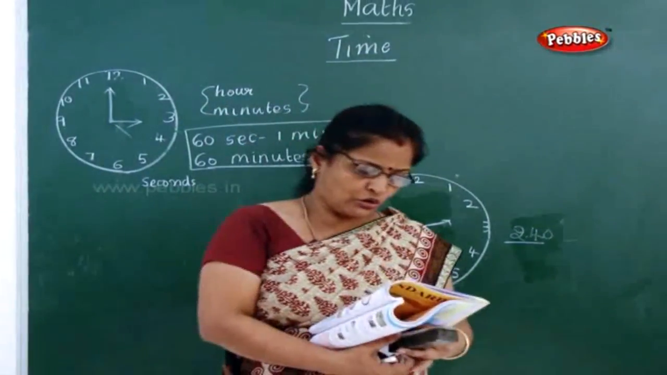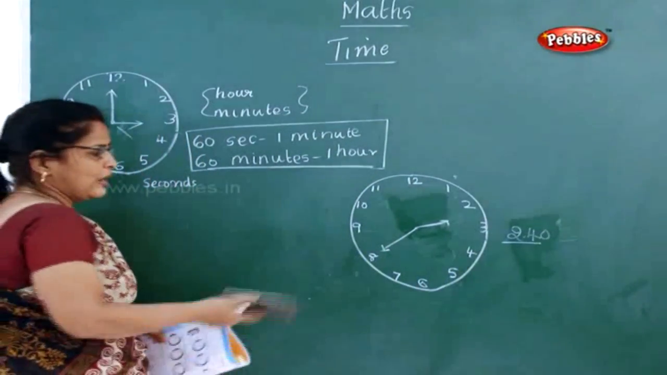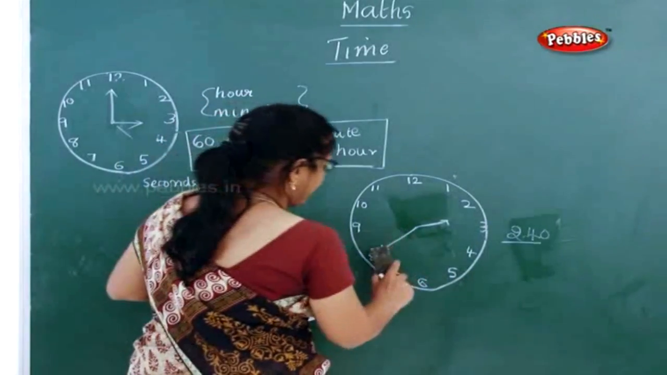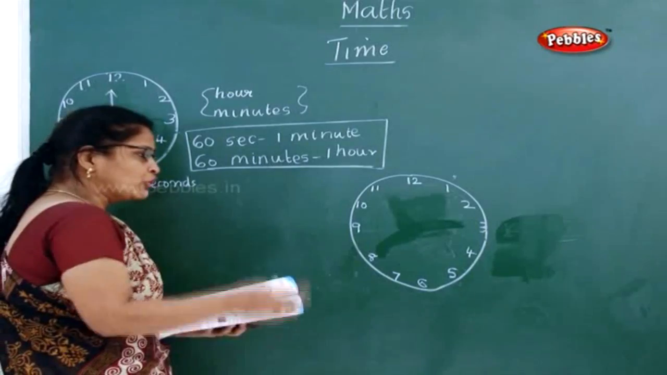So this is how you have to do your first one. What time does each clock show? Is it clear now? Just by looking at the hands, you have to tell me. Now the next one they have given in your book is that you have to draw the hands.